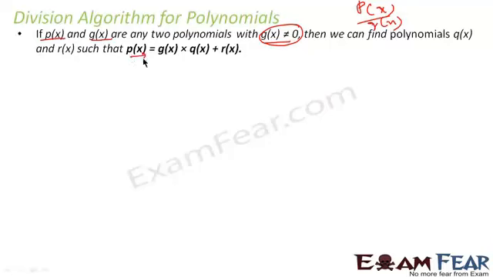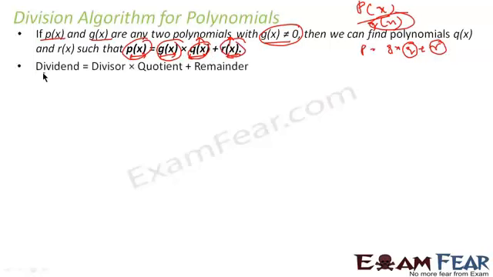such that p(x) is equal to g(x) into q(x) plus r(x). What is this? q is the quotient, r is the remainder. See, in the Euclid formula also we have p is equal to g into q plus r, right? q is the quotient, r is the remainder. Here also similarly, we divide the function p(x) by g(x), and you will get a quotient and a remainder. Dividend is equal to divisor into quotient plus remainder. p(x) is the dividend, divisor is g(x), quotient is q(x), and remainder is r(x).